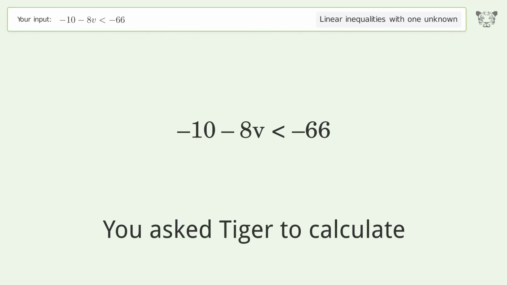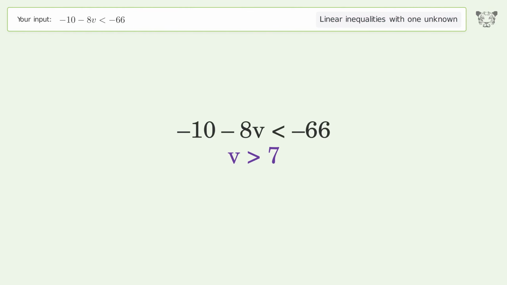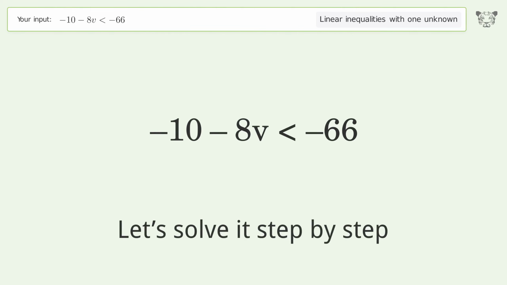You ask Tiger to calculate. This deals with linear inequalities with one unknown. The final result is v greater than 7. Let's solve it step by step.